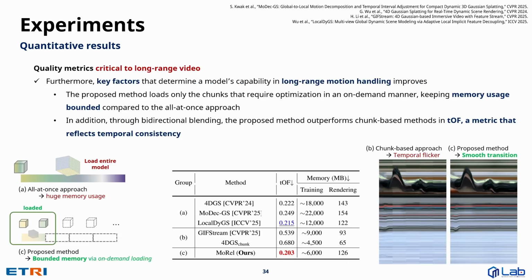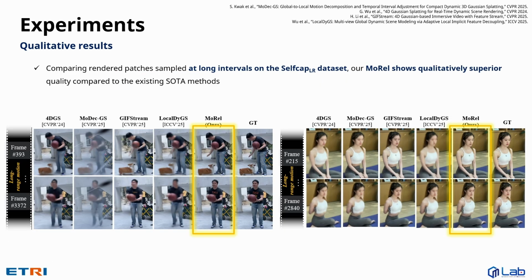Beyond PSNR, SSIM, and LPIPS, we further analyze metrics that are particularly important for long-range videos. As shown here, MoRel keeps memory usage bounded through on-demand loading, unlike all-at-once methods. At the same time, it achieves the best TOF, indicating stronger temporal consistency than chunk-based methods. We also compare qualitative results on frames sampled at long intervals in SelfCap-LR. Compared with previous methods, MoRel produces sharper details and more stable appearances over time. These results show that our method preserves both visual fidelity and temporal consistency in long-range scenes.